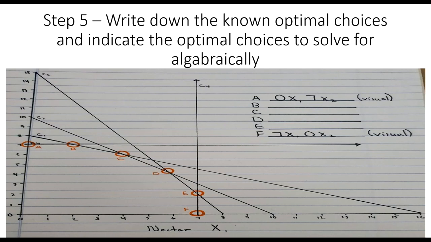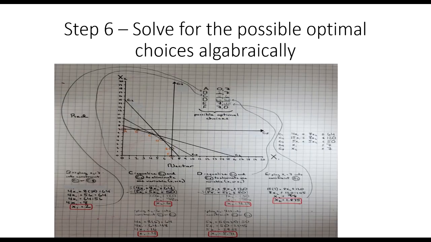Because they aren't known to us, following the methodology we used last time, we have to solve for each of them. So that's the next step. Step 6, solve for possible optimal choices algebraically. Now this will be a little small because there is a lot of information. I will share this PPT with you. But the first thing we're going to do is go methodically through points B, C, D, and E, solving as we go.